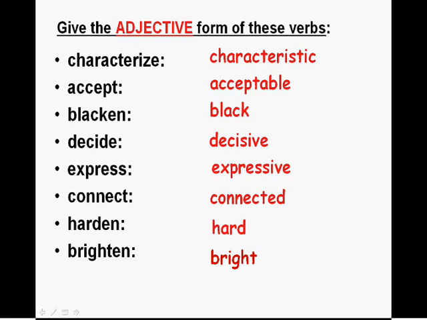So let's look at these verbs again and look at these adjectives together. So characterize, then the adjective is characteristic. Accept, acceptable. Blacken, black. Decide, decisive. Express, expressive, connect, connected, harden, hard, brighten, bright.